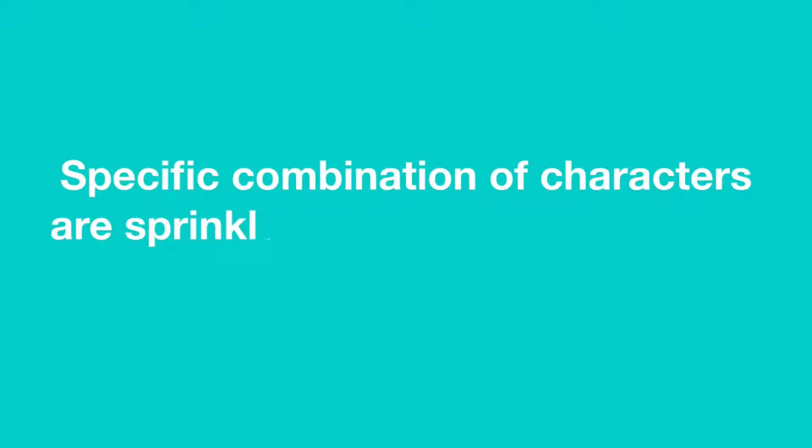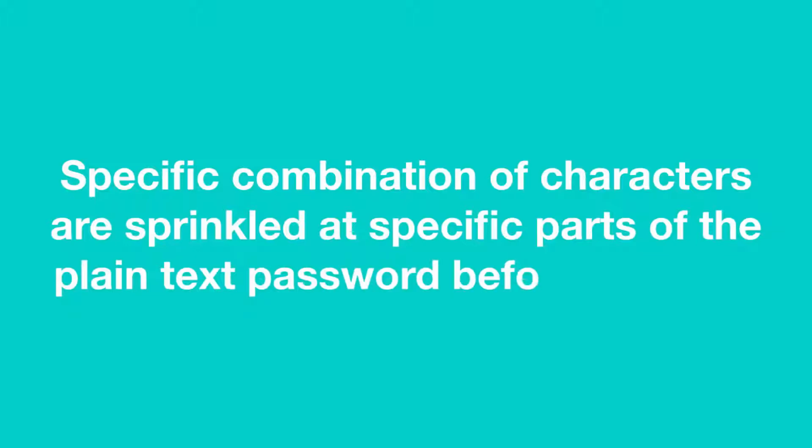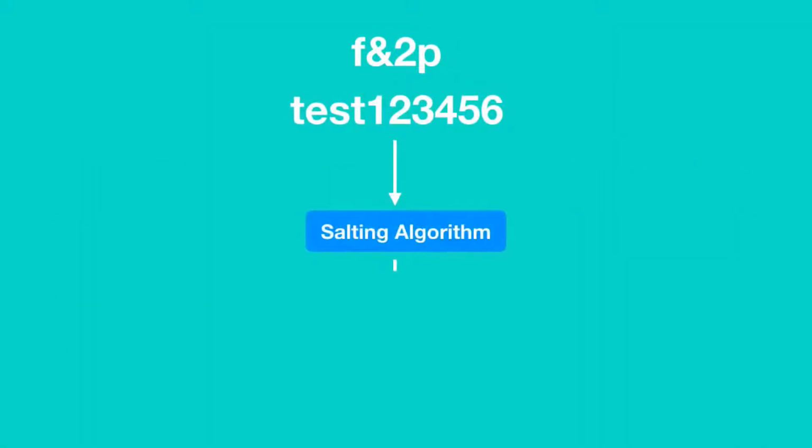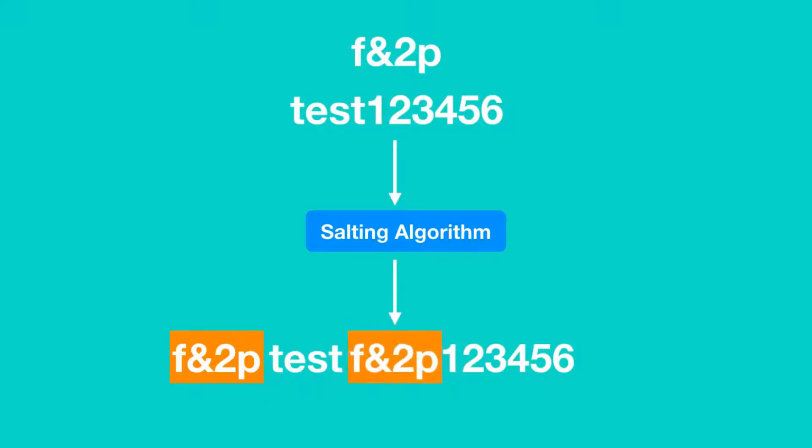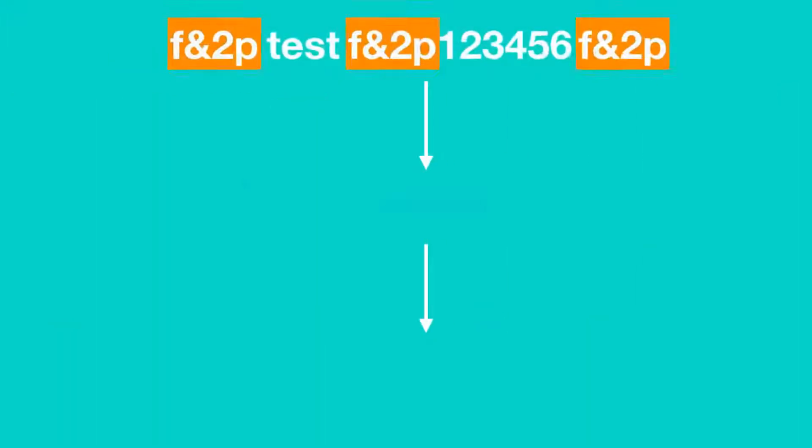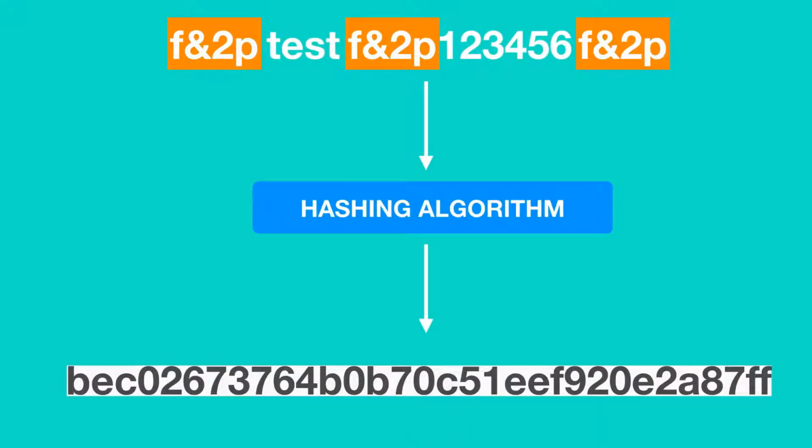A new technique called salting was introduced by security analysts to give hackers a hard time in cracking passwords. In this technique, a specific combination of characters is inserted at specific positions of the plain text password before hashing. Every company has its own salting algorithm and they don't make their salting algorithm public. For example, let's say Facebook's salting algorithm inserts a string f&2p at the beginning, after the third character, and at the end of the plain text password. After salting the password, the salted password is then hashed by a hashing algorithm.